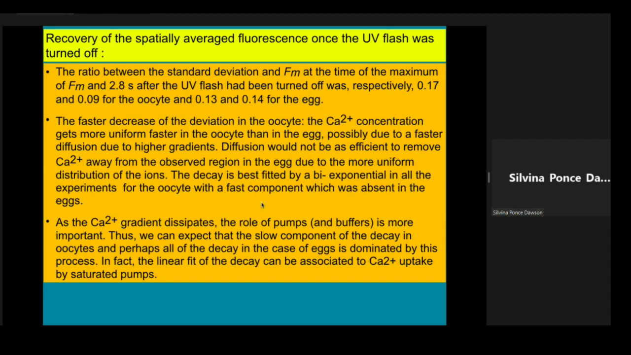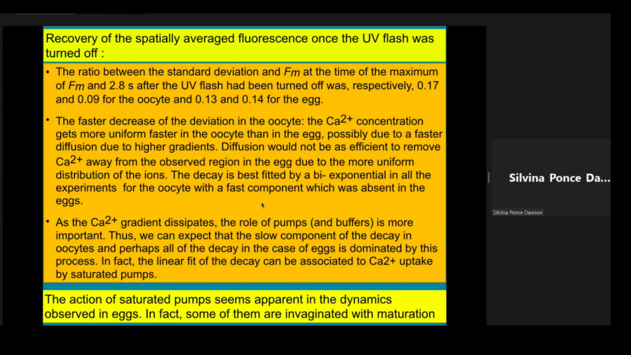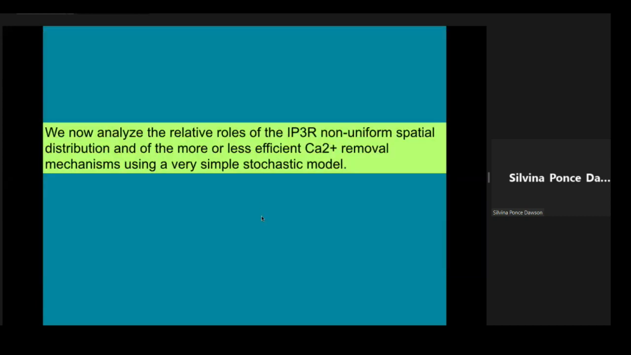And now in the egg, and also when the diffusion has already acted, there are other mechanisms of removing calcium, of lowering the local calcium concentration, some of them buffers and then pumps. And that linear decay, we associate with some sort of pumps being saturated, which is consistent with the fact that you have fewer pumps to remove calcium in the egg than in the oocyte.